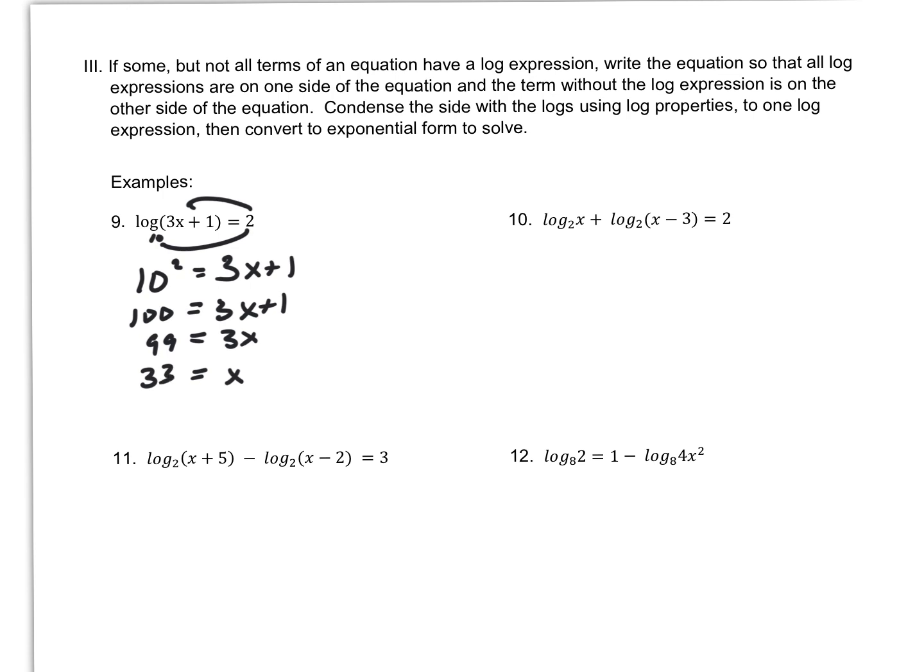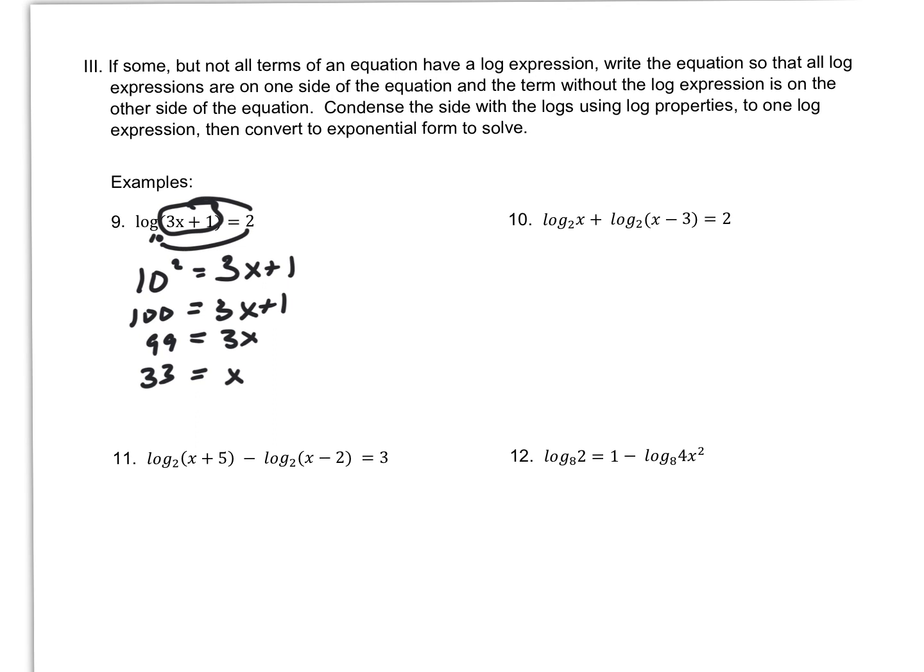The quick check that you want to make sure that you do is that you have a positive argument. So if you plug in your x value to this 3x plus 1 right here, will it give you a positive number? 3 times 33 is 99, plus 1 is 100. It's a positive number. So that's a quick, easy check to see if you did it right.